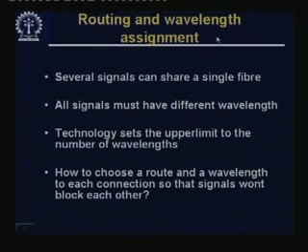Now, routing and wavelength assignment. Several signals can share the same fiber, but all signals must have different wavelengths. So, these are the constraints, and of course, technology also sets the upper limit to the number of wavelengths. You cannot have an unlimited number of wavelengths; you can have a large number these days, but even then it is not unlimited. These are the constraints which you will have to respect while doing the routing and wavelength assignment. The problem is how to choose a route and a wavelength for each connection, so that signals will not block each other.